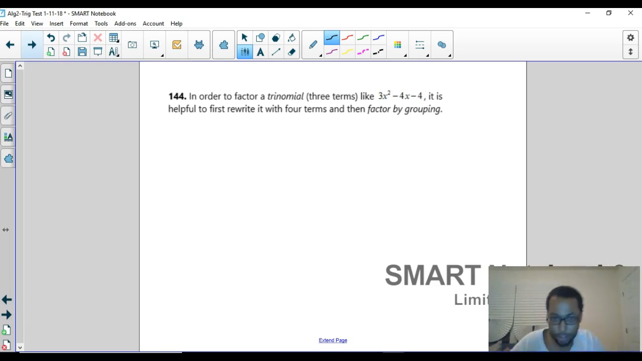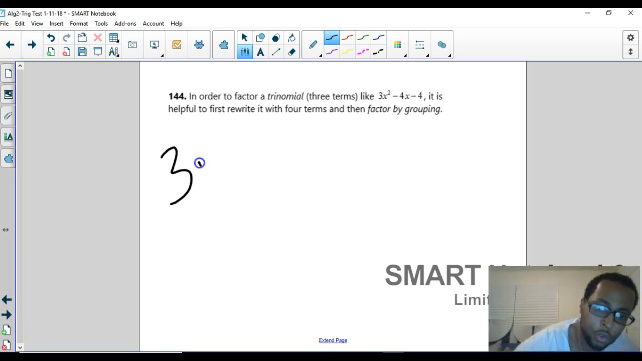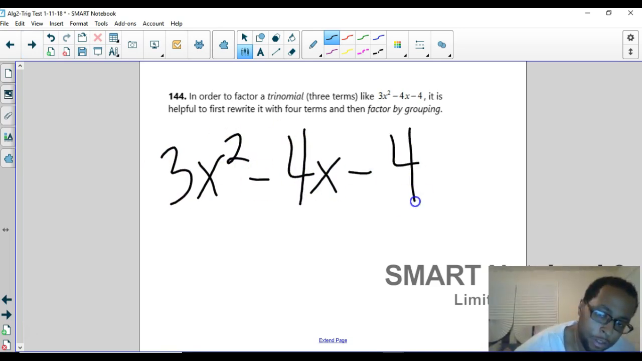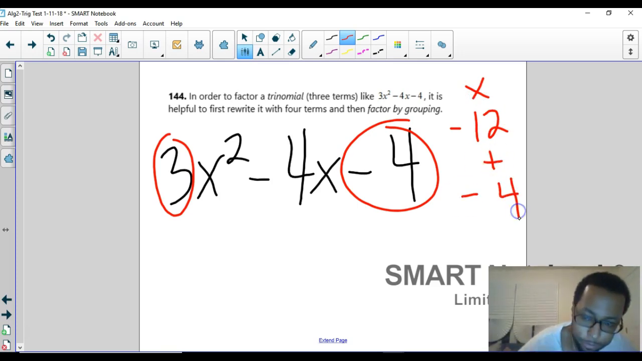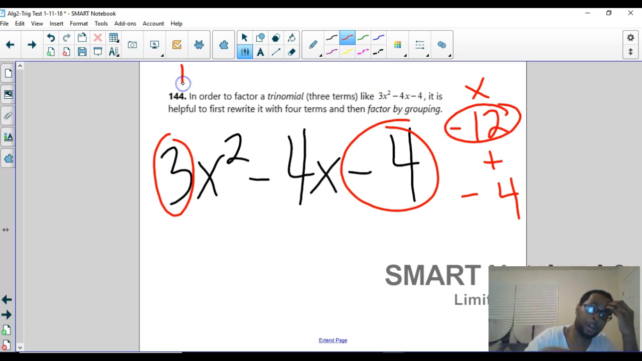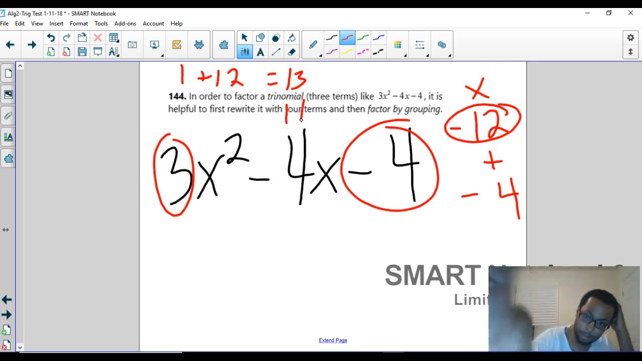Okay? So, again, 3x squared minus 4x minus 4. So again, my first step, I'm going to multiply this times this. And that is going to give me negative 12. So I got to find two numbers that multiply to give me negative 12, but add to give me negative 4. Okay? So again, I'm going to look at my factors of 12. I'm going to do 1 and 12. That doesn't work because 1 plus 12 is 13. 12 minus 1 is 11. That doesn't work.